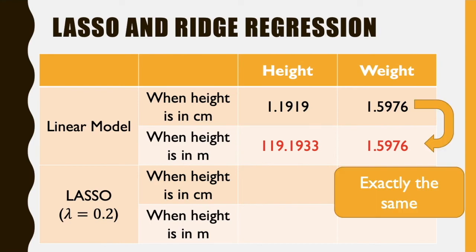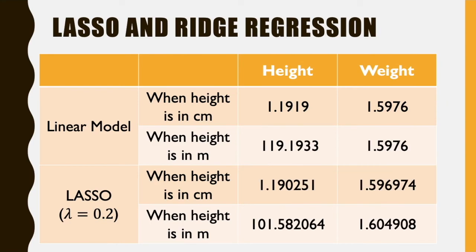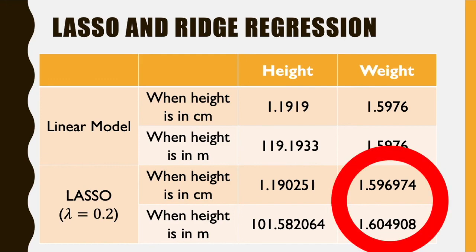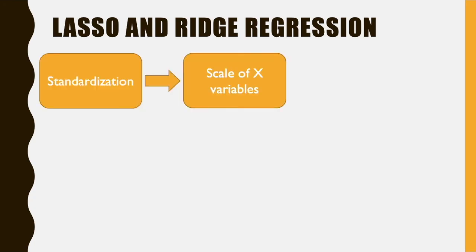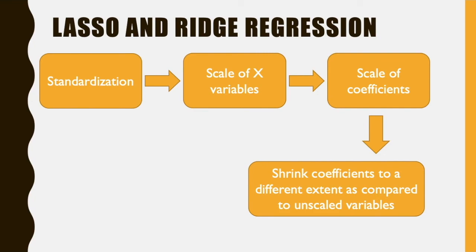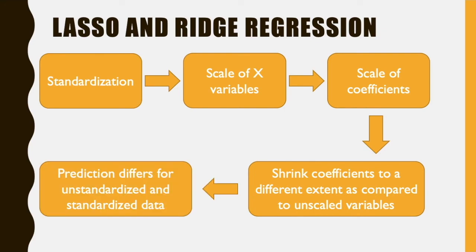On the other hand, when we run LASSO regression with lambda equal to 0.2, the beta hat for height is no longer 100 times bigger, and the beta hat for weight also changes. Since standardization involves scaling of data, the scale of the coefficients changes, which leads to LASSO and ridge regularization shrinking the beta hat values by different extents. In the end, the prediction differs depending on whether the data is standardized or not.